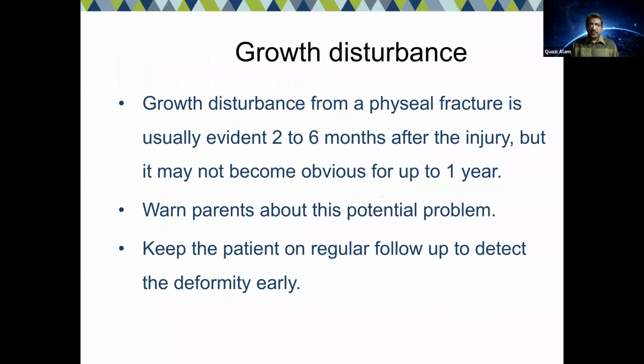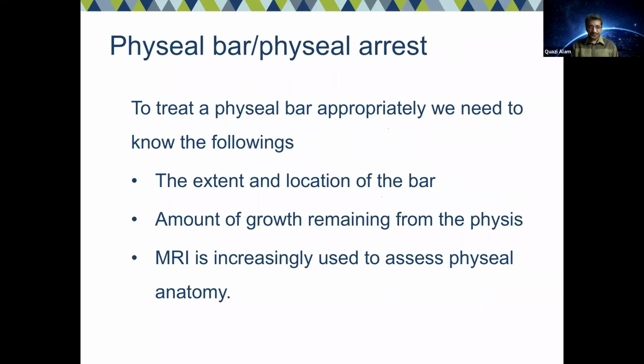The growth disturbance from the physeal fracture usually is not evident right away. It takes about 2 to 6 months after the injury to become visible. May even take up to a year. So warn the parents about its potential problem so that they need to come on a regular basis for a follow-up to detect the deformity early.